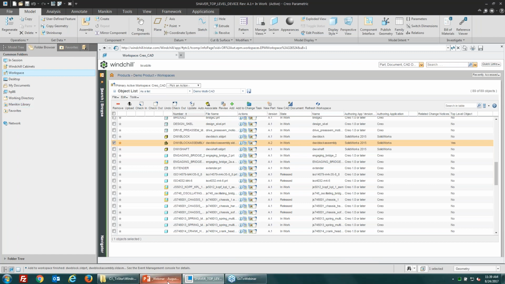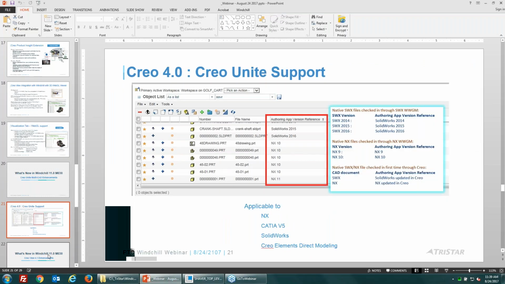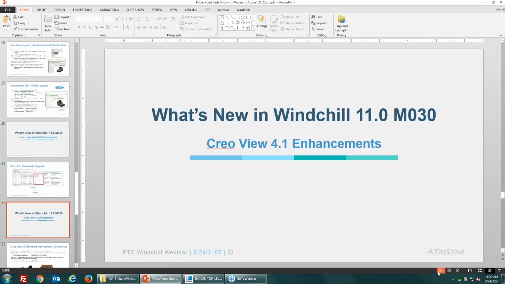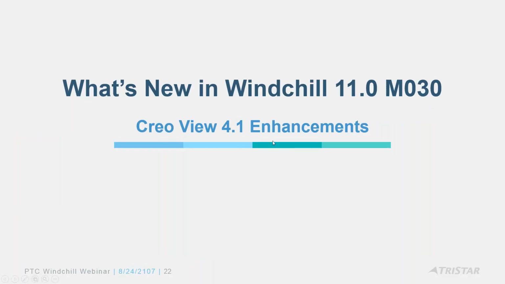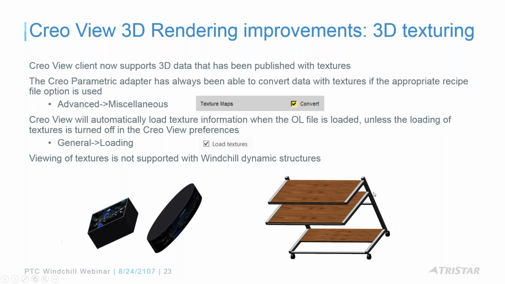I wanted to also now get to some of the improvements in Creo View 4.1. One of the improvements is the ability to support 3D textures. So if you're putting texture maps on your parts, you can display those now inside of Creo View. There is an option for your Creo View adapters that you need to select if it's not on by default to convert texture maps, but now you can load textures.